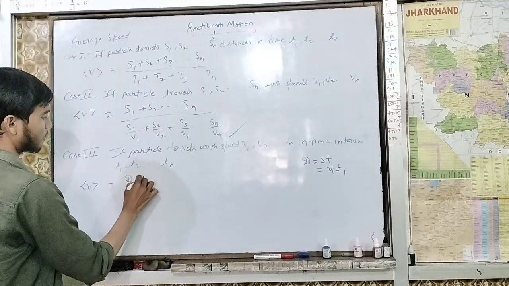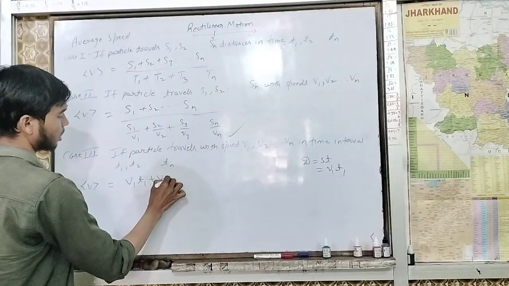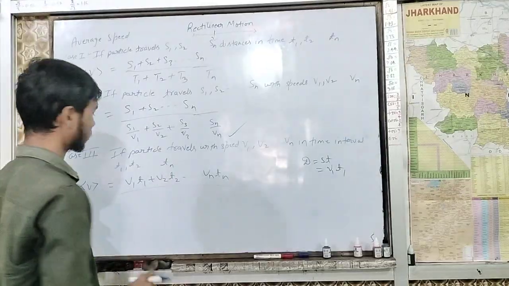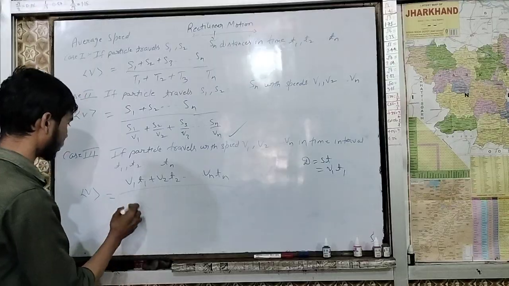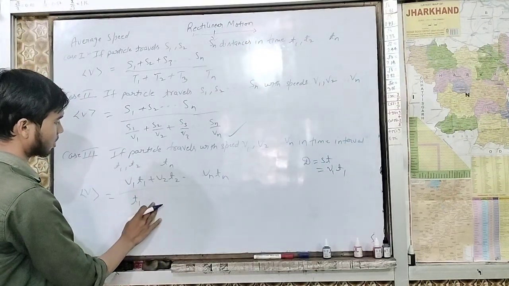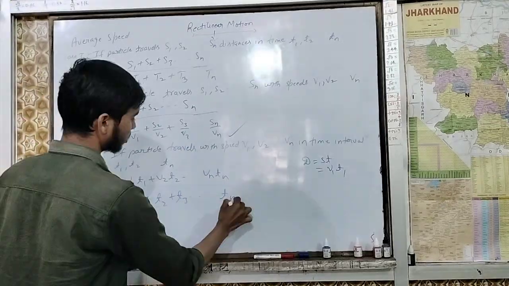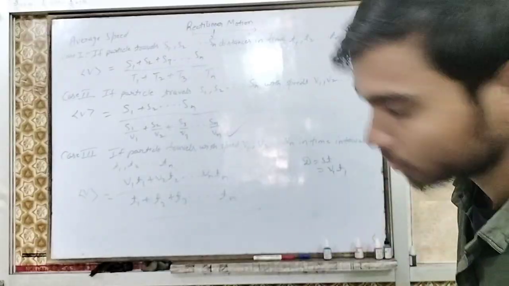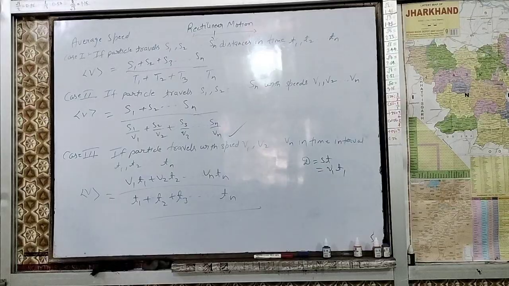This is equal to D1 plus D2 and so on, so v1 into t1 plus v2 into t2 till vn tn, upon total time. Total time is t1 plus t2 plus t3 till tn. Also, over here this goes to infinity. Distance is going till infinity, and time is also going till infinity. That's why till here this is enough.